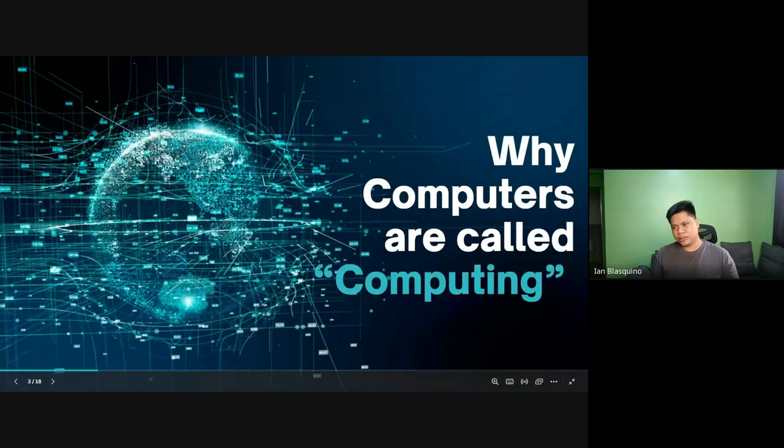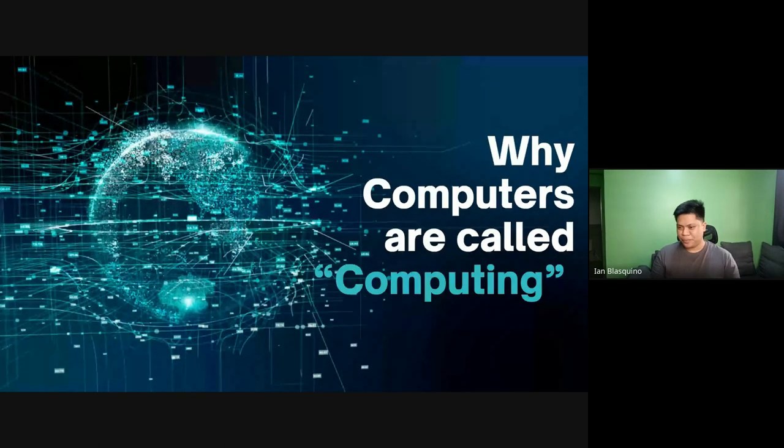Let's start with the question: why are computers called computing? Anyone here who has an idea? Bakit kaya ang first title ng subject natin is Introduction to Computing? Since ang majority na pag-uusapan natin is all about computers, bakit kaya hindi na lang ginawang Introduction to Computers? Anyone who has an idea why we are using the word computing instead of computer? Lalo na sa mga ICT student strands, yes, Jobert?